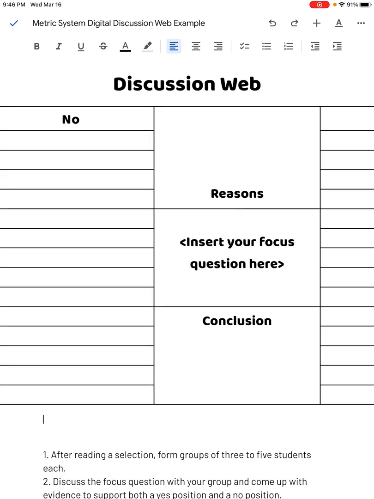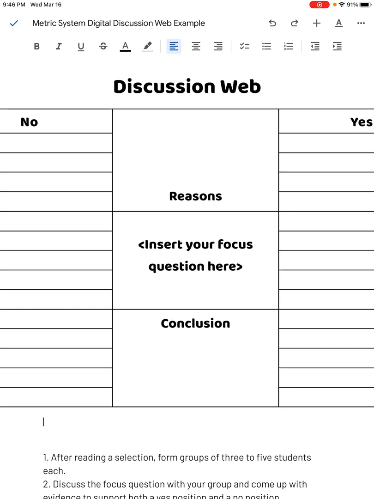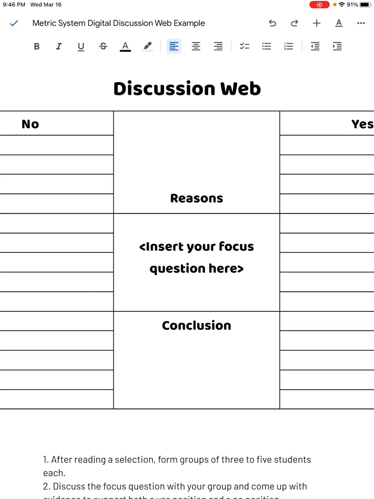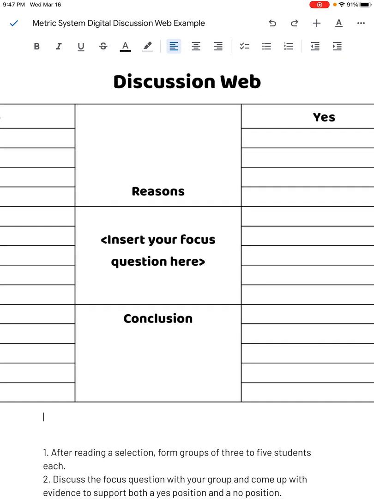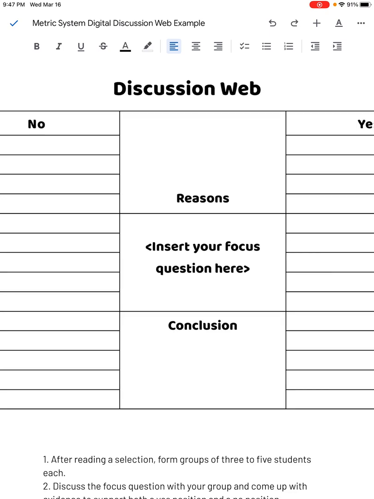You're going to have a no side and a yes side. So whatever that focus question is, you are going to be looking for reasons why people might answer no to that question and looking for reasons why people might answer yes to that question.